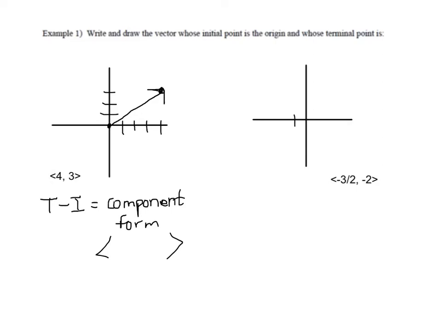To do this one, I would do ⟨negative 3 halves, negative 2⟩. So 3 halves would be 1 1/2, which is here, and then negative 2 here. So this one, as you can see, has a different magnitude and a different direction, pointing in a different way.